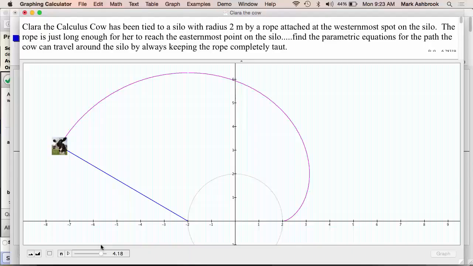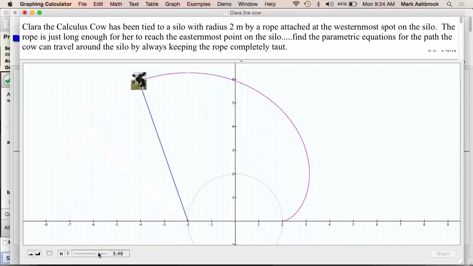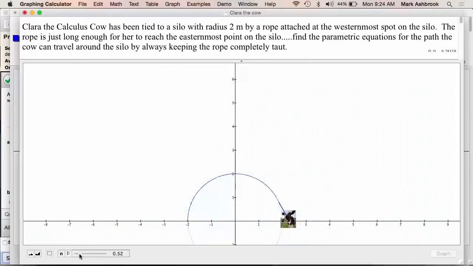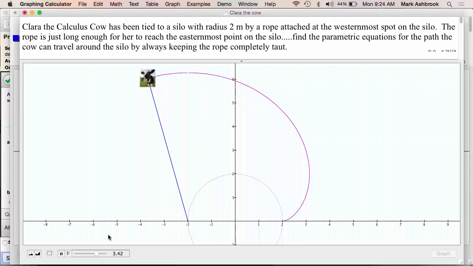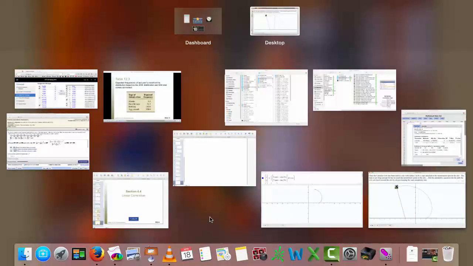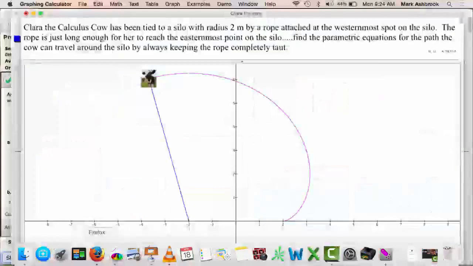Again, here, the parametric equations will not be functions of time, but will be functions of theta. So let's look at the actual project that I posted. But this is a real nice question that's difficult but attainable. That's what we got here.